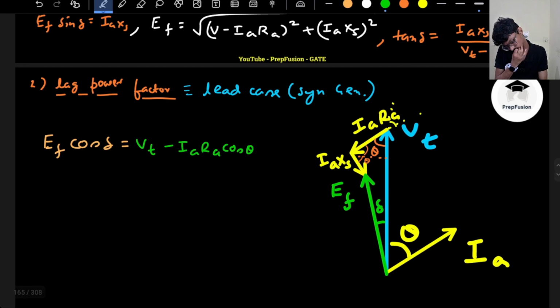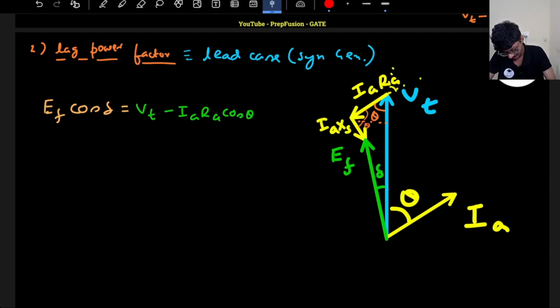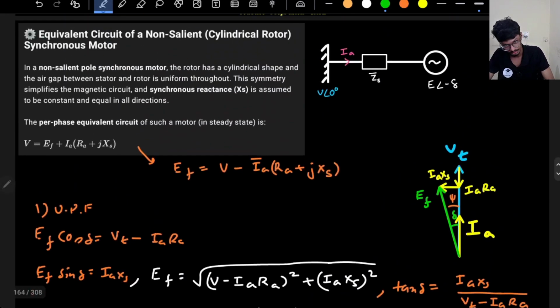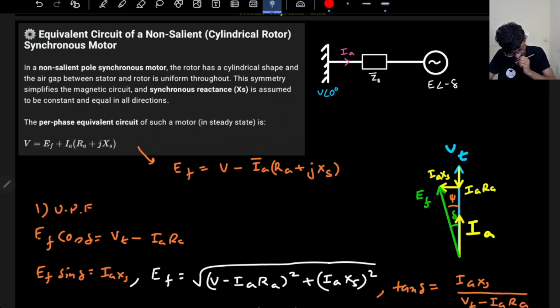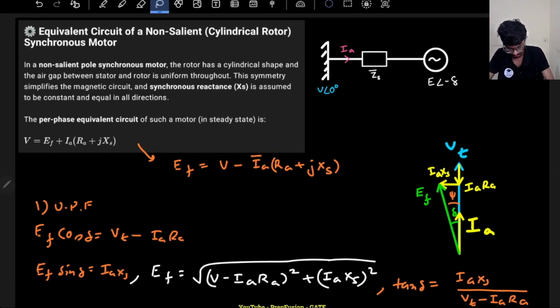I don't want to write in terms of delta, I want to write in terms of psi. One very big mistake I had made is that your angle delta, in case of a motor, will always be negative. Why will it be negative? It cannot be positive, even here. Somewhat of a big mistake I have made, my bad.